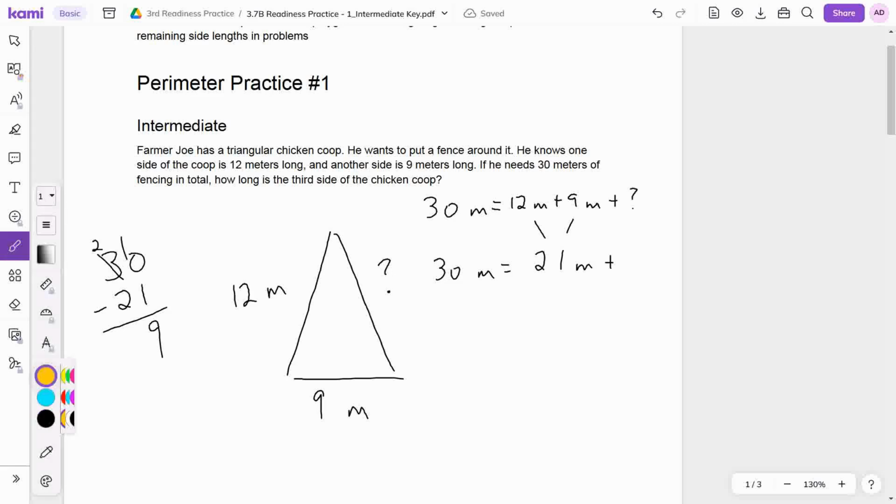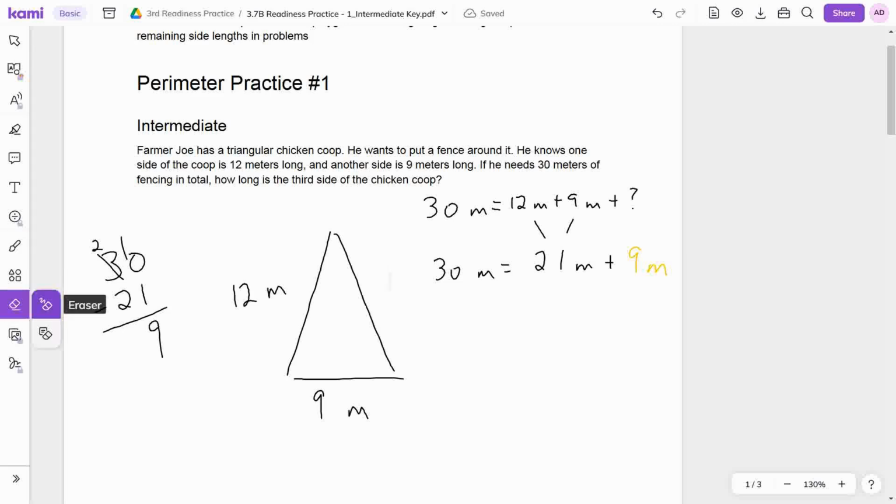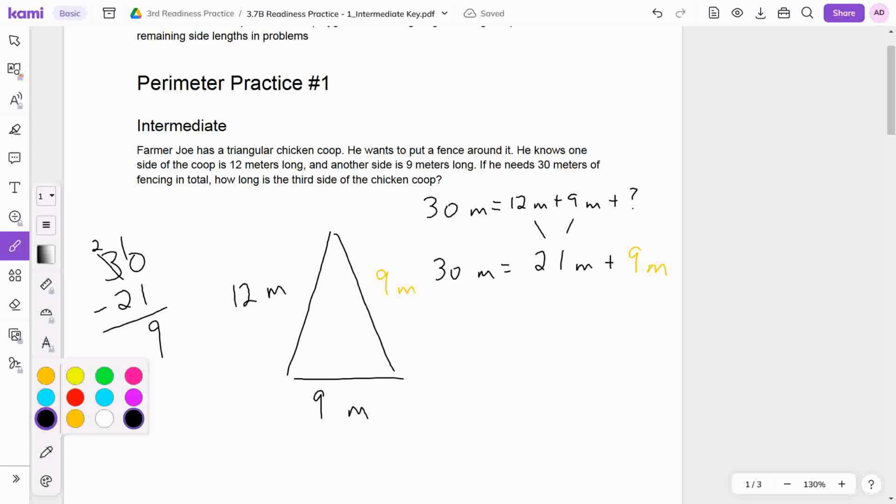So my picture isn't exactly perfect because I drew it more as an isosceles triangle, but I labeled the wrong sides there, and that's fine. I didn't know the distances before I drew it, so I'm just going to replace this. I'm going to say this is 9 meters, and we can just verify: 9 and 9 make 18. 18 and 12, that makes 30. All right, so we are good there.